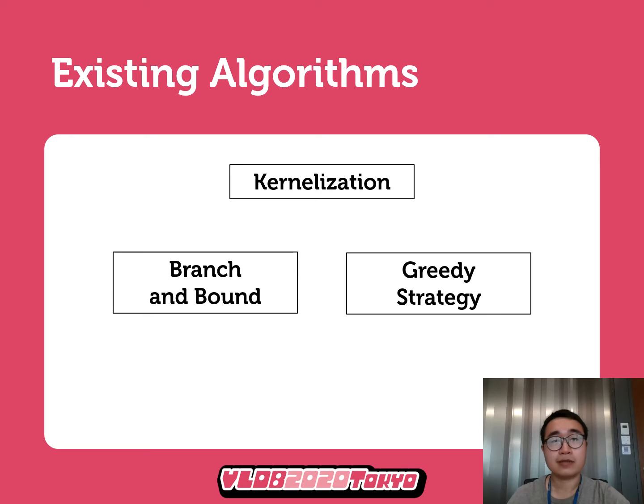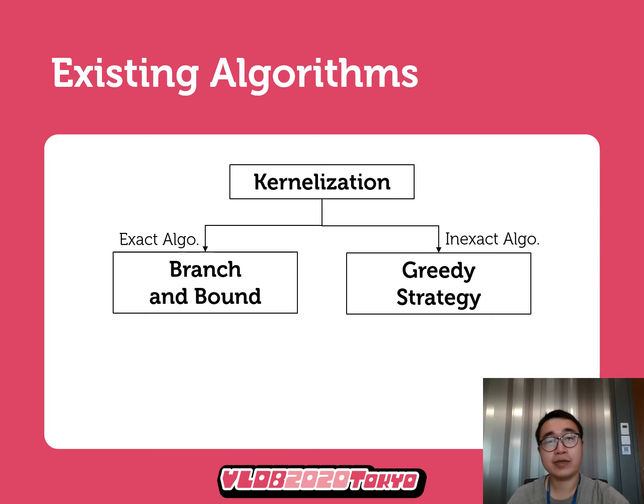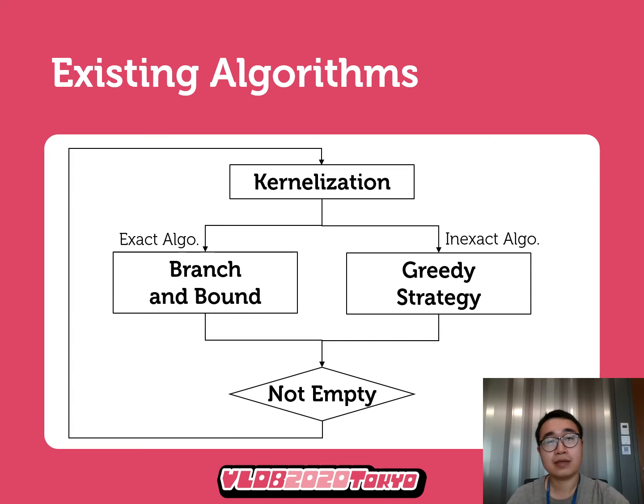Kernelization means constructing a smaller kernel graph based on some reduction rules, as long as the MIS on the original and the kernel graph is equivalent. When no reduction rules can be used, exact algorithms will use some techniques such as branch and bound to search the exact solution. On the contrary, inexact algorithms will apply greedy strategies to further reduce the graph size. This procedure is repeated until the graph is empty.